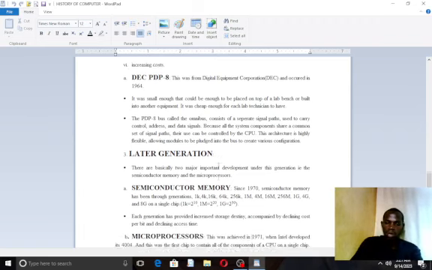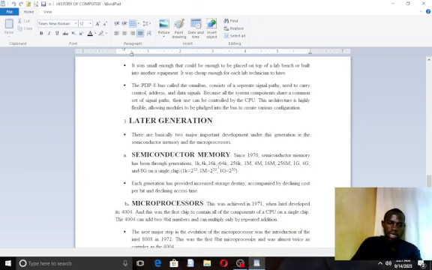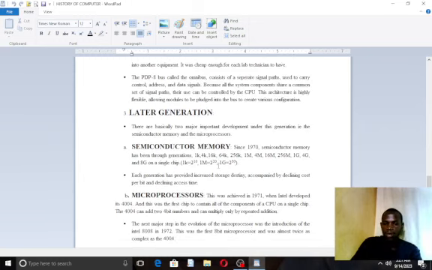Coming to later generations, there are basically two major developments under this generation, and those are semiconductor memory and microprocessors. The semiconductor memory: since 1970, semiconductor memory has gone through generations.